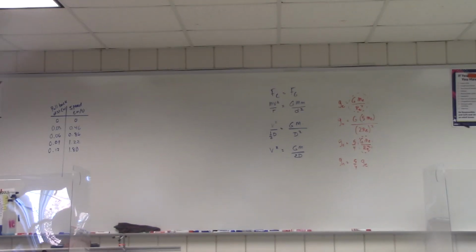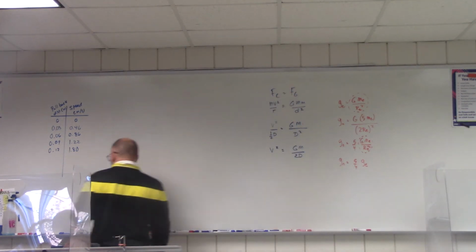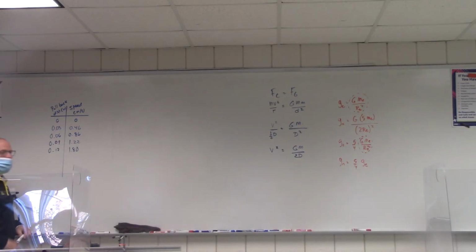Before you guys get too far into it, I wonder if we can predict what this might look like. For example, if this were a linear relationship, what would be true about the data? Okay? If this were a linear relationship, what would be true about the data?